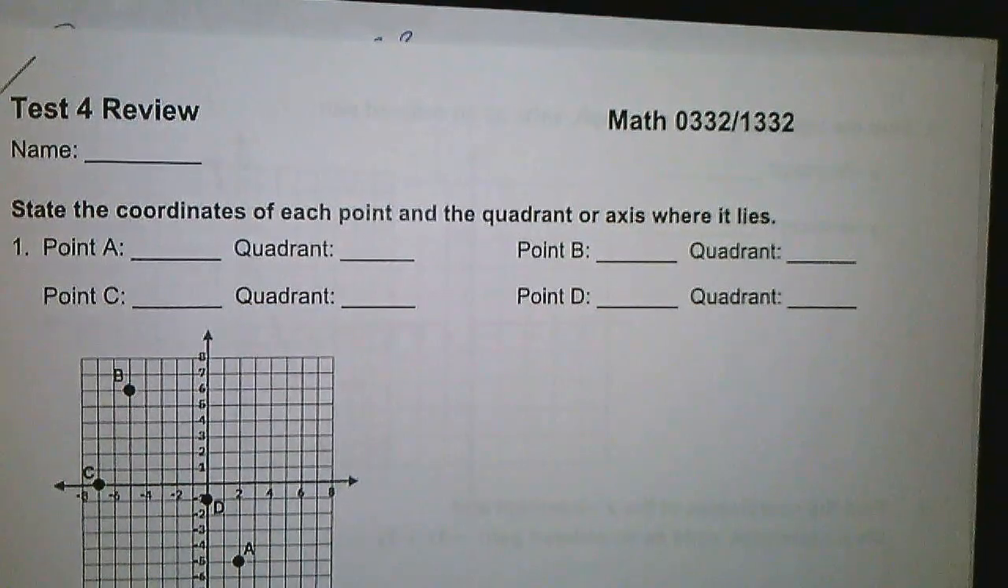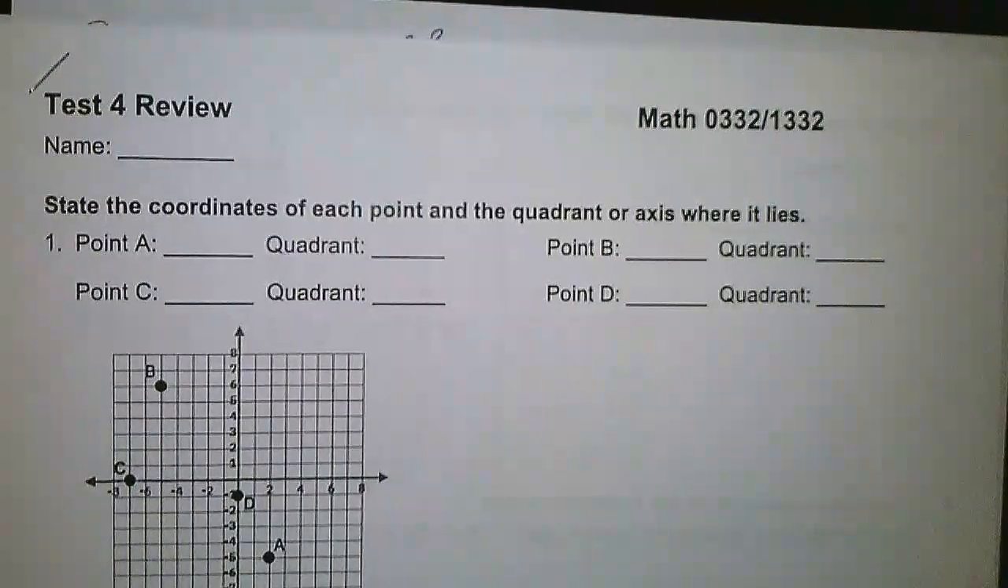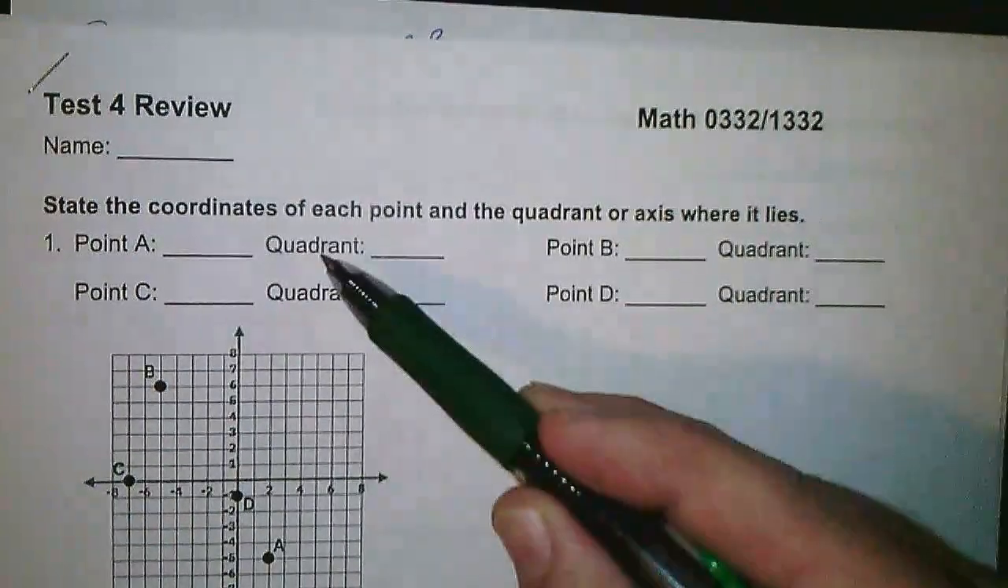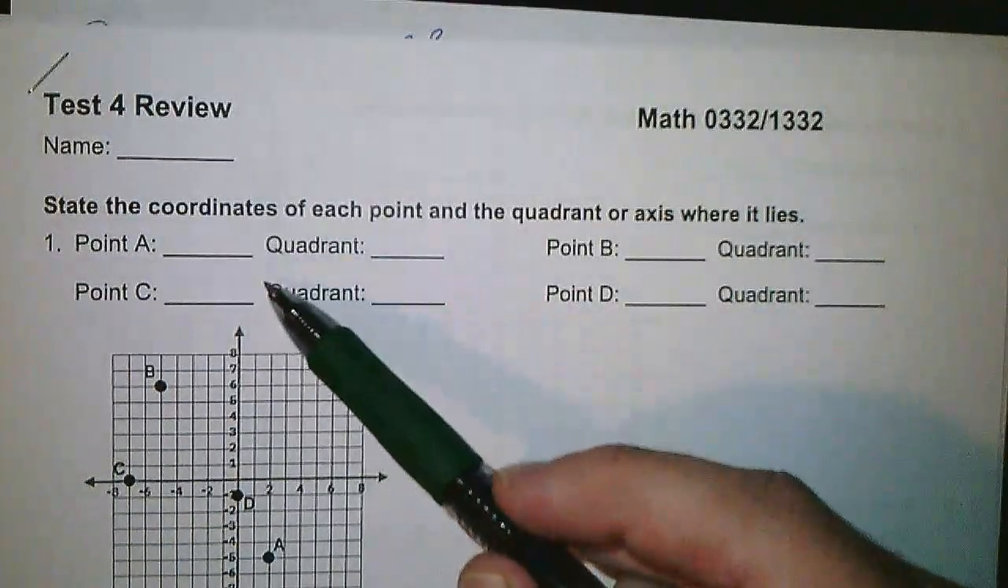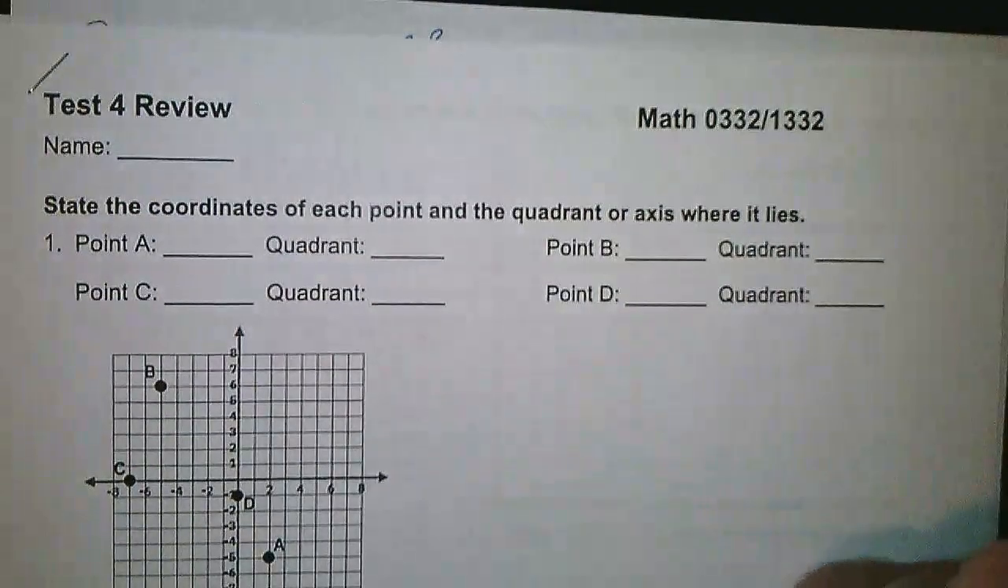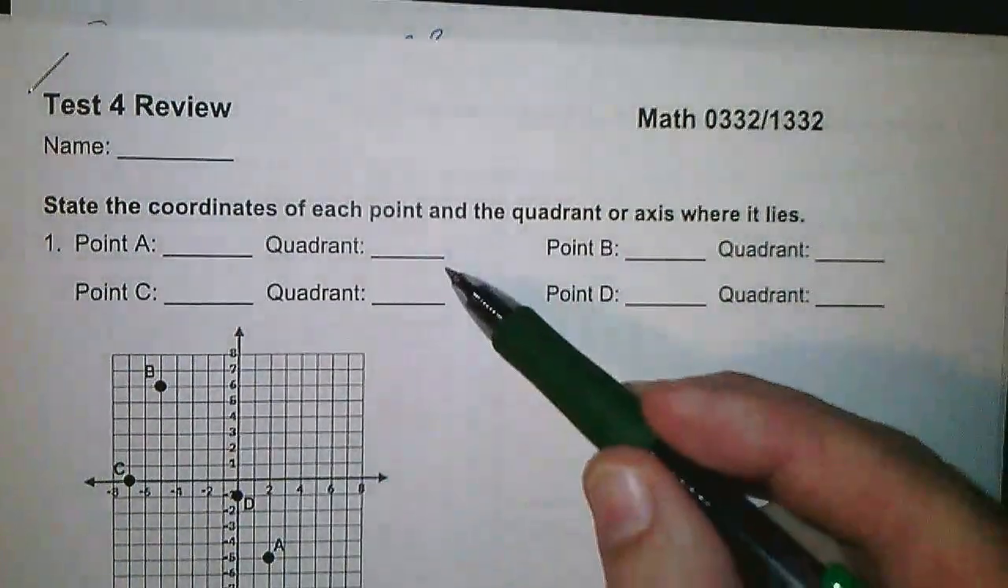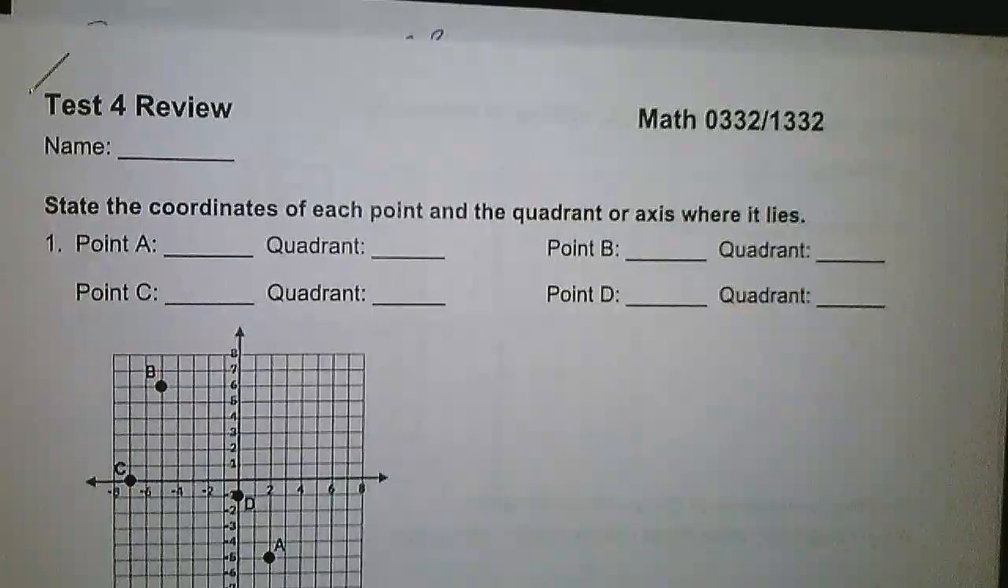All right, let's take a look at the first half of the review here for test 4. We'll start off with just identifying points in their quadrants and plotting points.